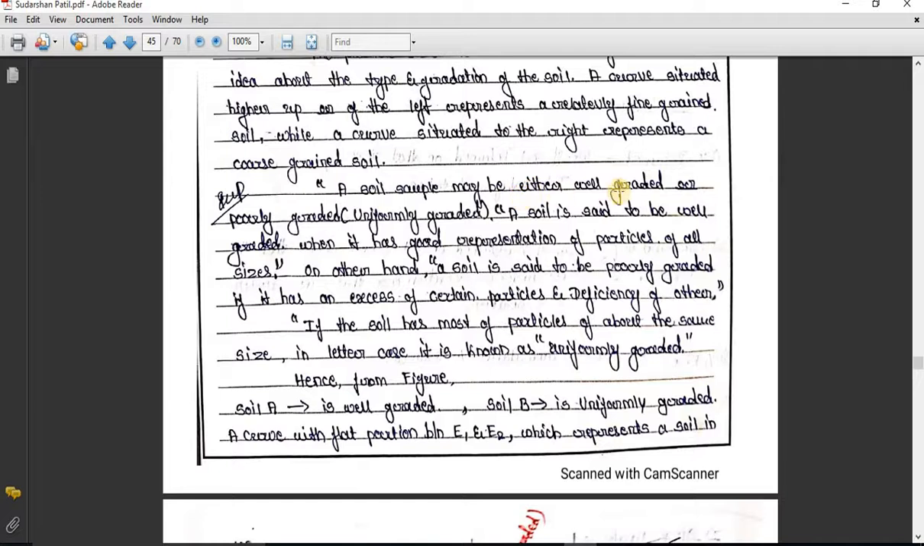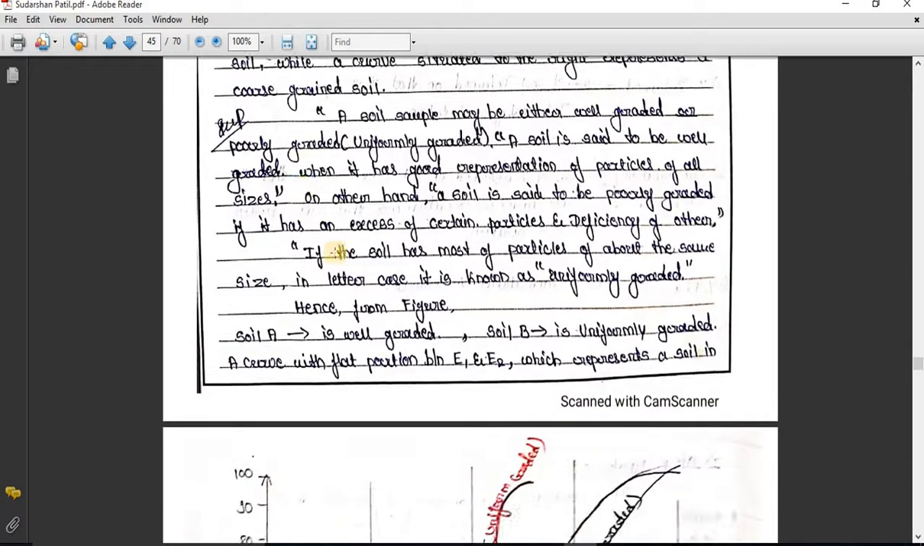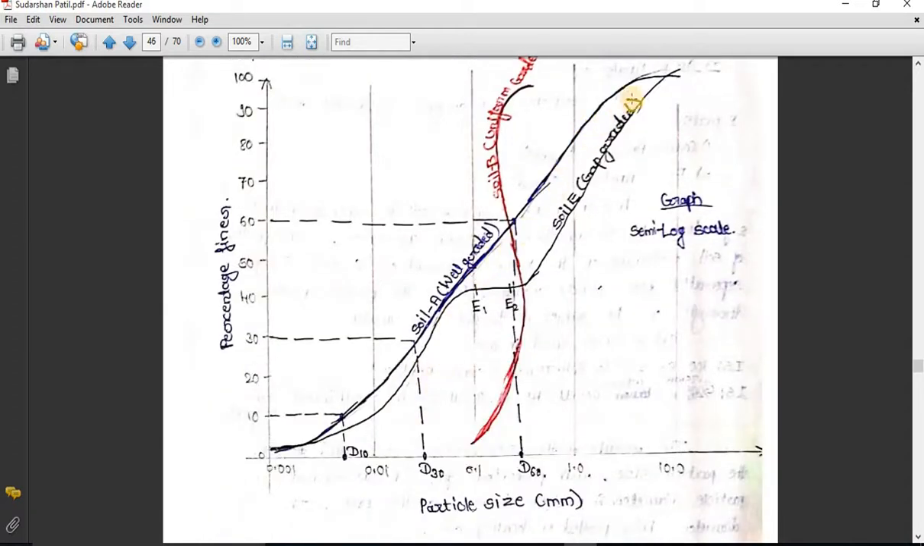A soil sample may be either well graded or poorly graded. A soil sample is said to be well graded when it has good representation of particles of all the sizes, meaning all the sizes of the particles are present in appropriate proportion.